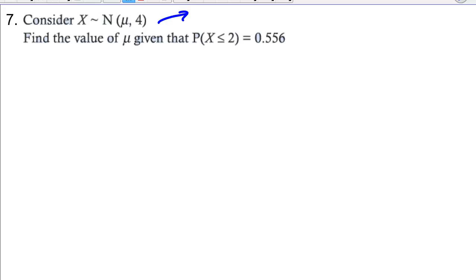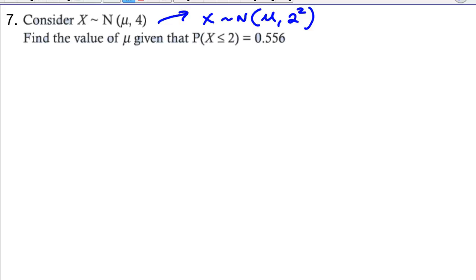So X is normally distributed with parameter mu and 2 squared. That's how we write it. And if we write it that way, the standard deviation will be 2. Anyway, we're just writing it so that it's in its proper form, not the way it is there. I mean, 2 squared is 4 anyway. So let's carry on. Find the value of this.